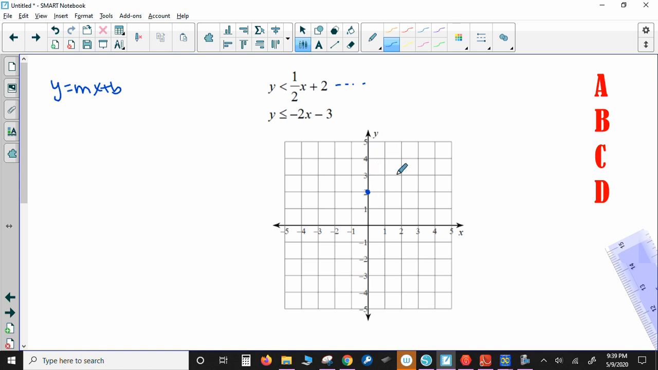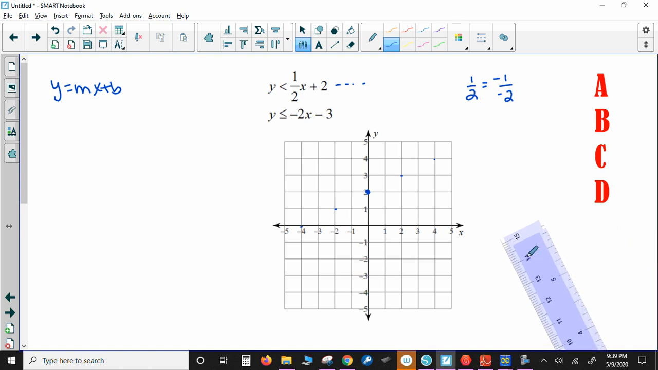So I'm going to go up 1 and to the right 2, up 1 to the right 2. And just so that I can make certain that my line is graphed accurately, 1 divided by 2 is the exact same thing as negative 1 divided by negative 2. A positive divided by a positive is positive, and a negative divided by a negative is positive.